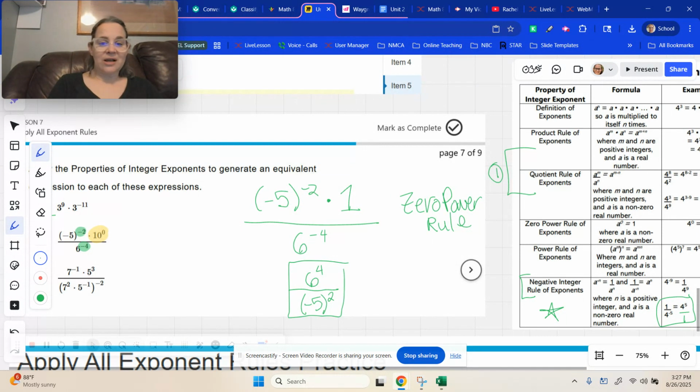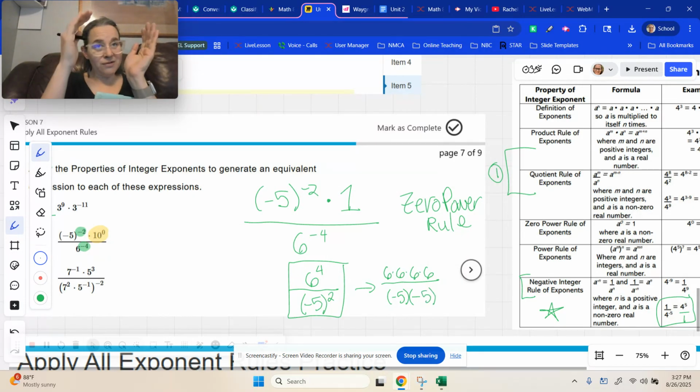At this stage, I've got all positive exponents, and I've done all the rules I can. Okay, this is in simplest form. That said, they might want it like this. They might want you instead to actually figure out what 6 to the fourth power is. And then (-5) to the second power is actually going to become positive because it's a negative times a negative. If the negative's in parentheses, it's part of the base and it gets multiplied.